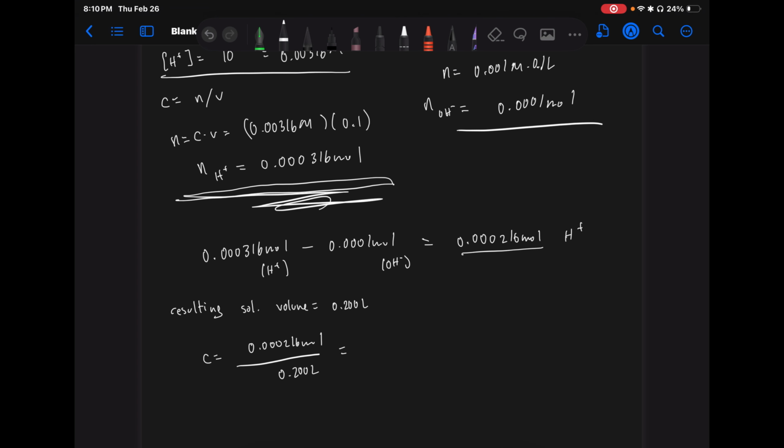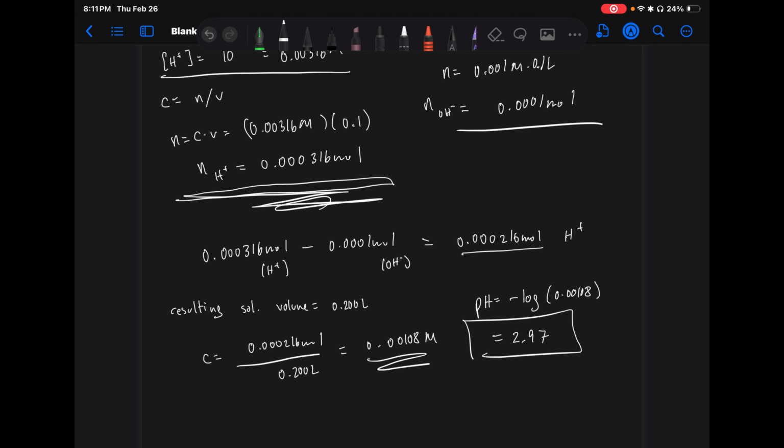From that we should get 0.00108 moles per liter, but this is so tedious. Now from that, just substitute it into the pH formula. The pH of 0.00108 is equal to 2.97. That is our answer.